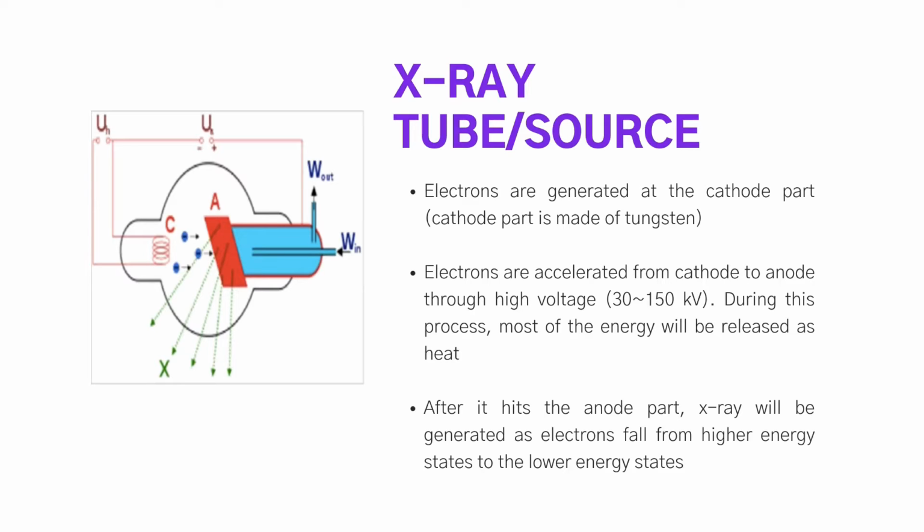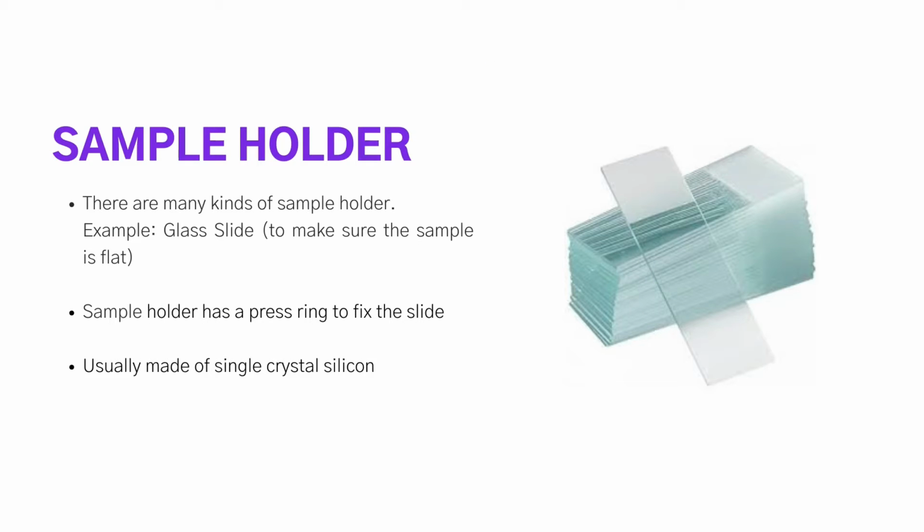Inside the X-ray tube, electrons are generated at the cathode part. Electrons are accelerated from cathode to anode through high voltage, which is around 30 to 150 kilovolts. During this process, most of the energy will be released as heat. After it hits the anode part, X-ray will be generated. This is due to the transition of electrons from higher energy state to lower energy state.